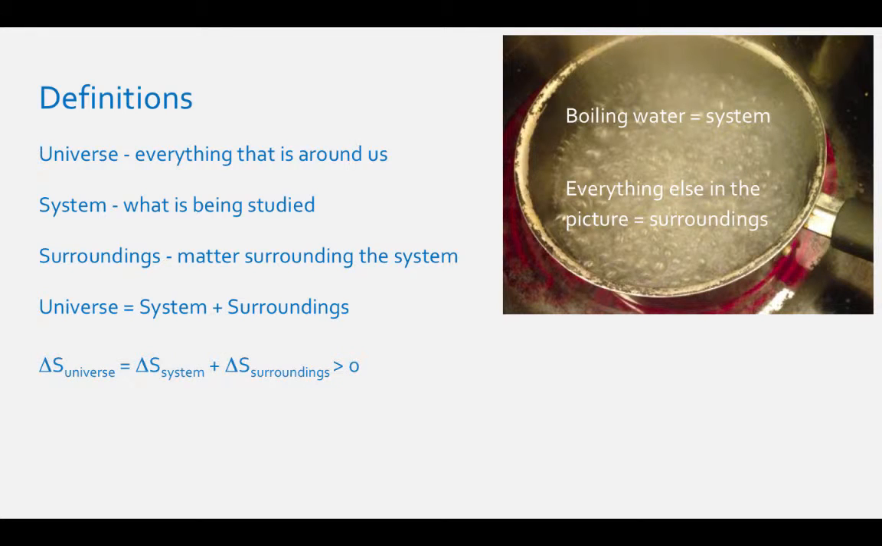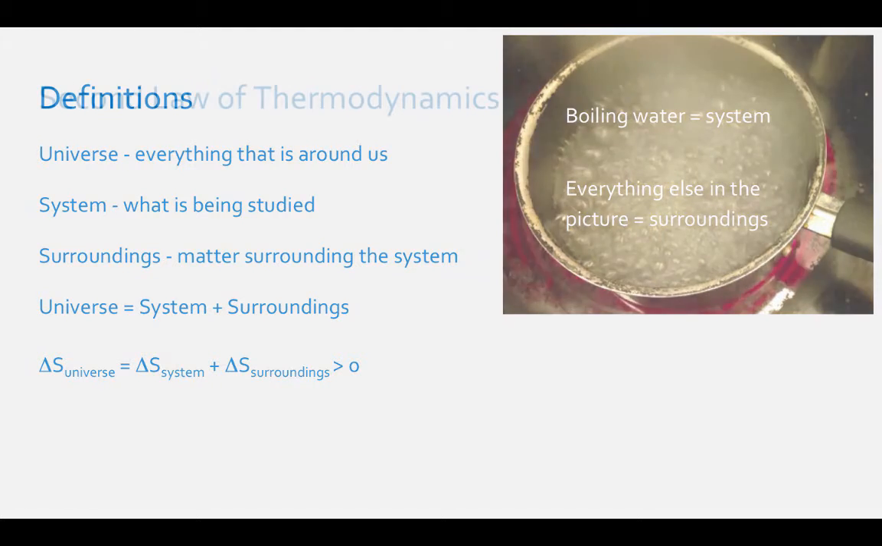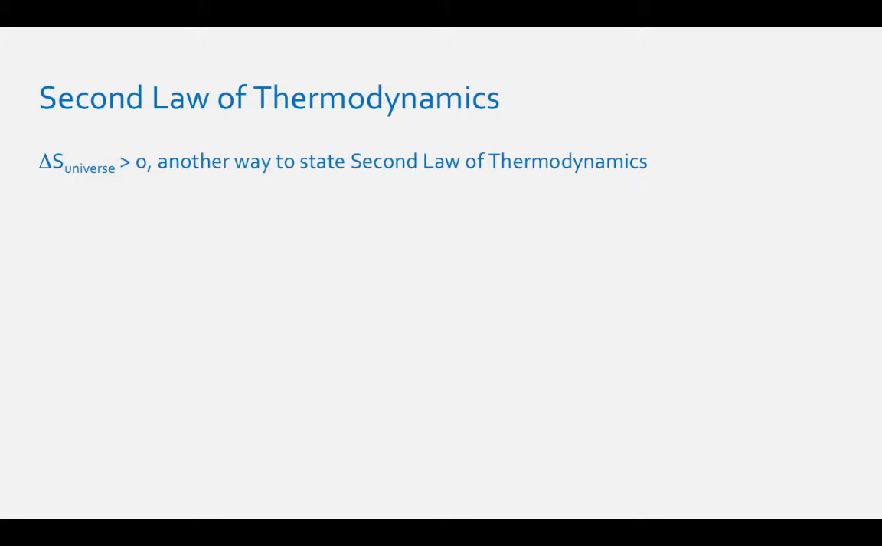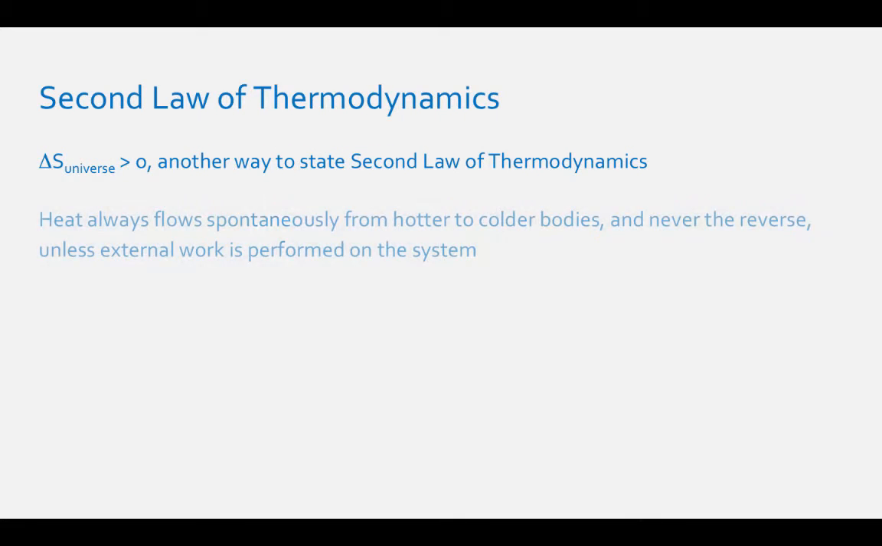This is the same for entropy as well. The overall change in the entropy of a universe as a result of a chemical or physical process equals the change in entropy of the system plus the change in entropy of the surroundings. A positive delta S universe is another way of expressing the second law of thermodynamics. The second law of thermodynamics is that heat always flows spontaneously from hotter to colder bodies, and never the reverse, unless external work is performed on the system.